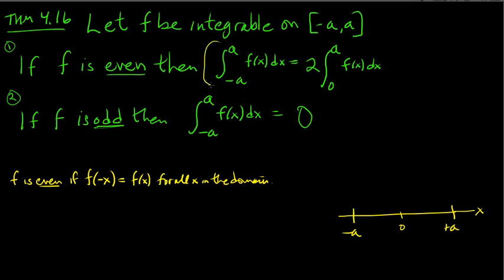Then, if you want to calculate the definite integral from minus a to a, you could do that directly, or you can just go from 0 to a. This is a 0 here. You can go from 0 to a and just double the definite integral. Now, why does that make sense? So let's look at a typical, pretend that's the y-axis, a typical even function. So a typical even function might look like this.